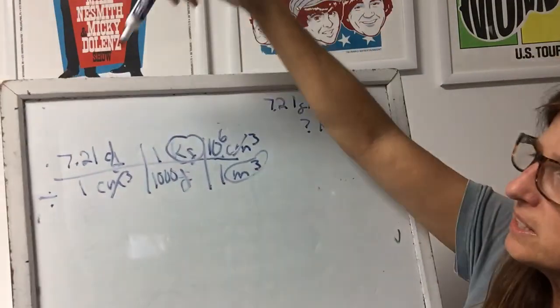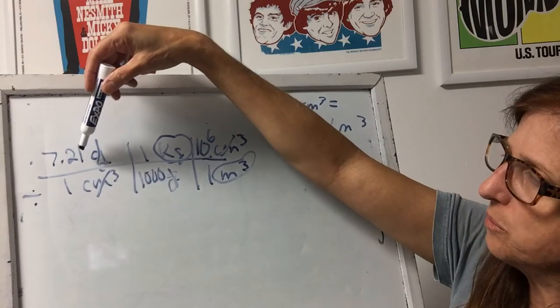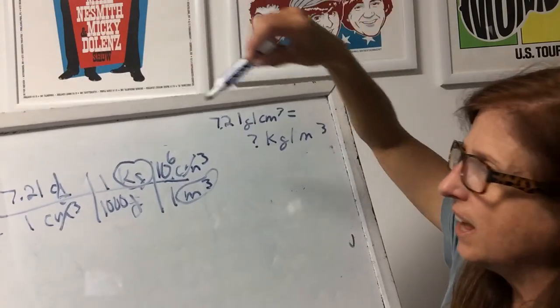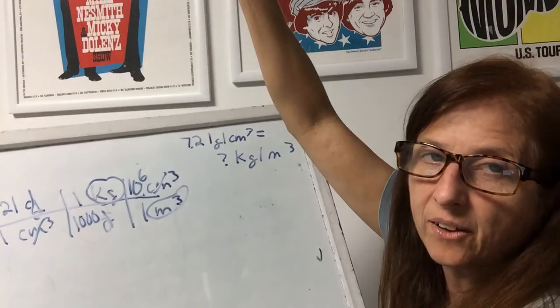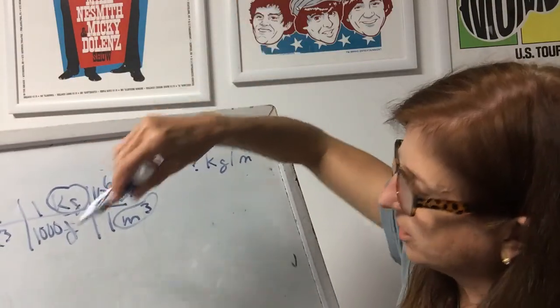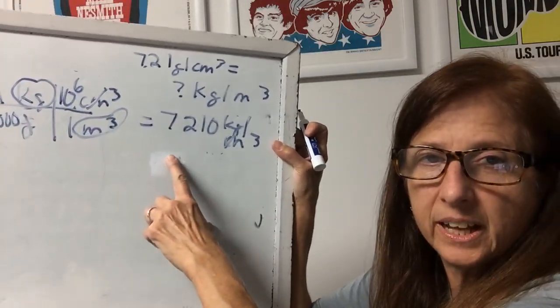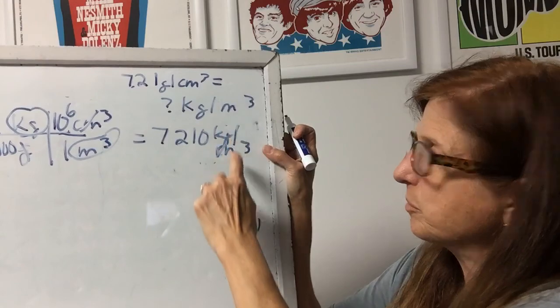The best way to do this is on your calculator, do 7.21 times 10 to the 6 equals, say enter, and then say divided by 1,000. If you don't hit enter in between there, you need to use parentheses, and it gets a little more complicated. So the answer is, not in scientific notation, 7,210 kilograms per meters cubed.